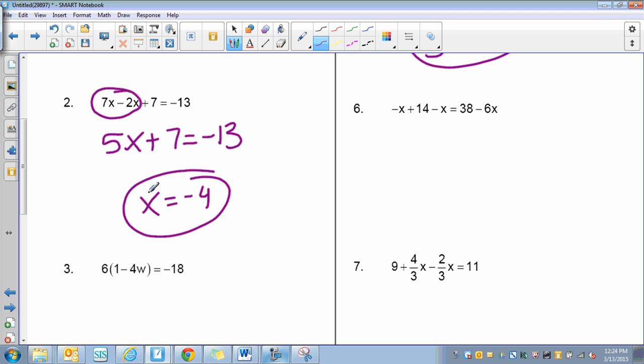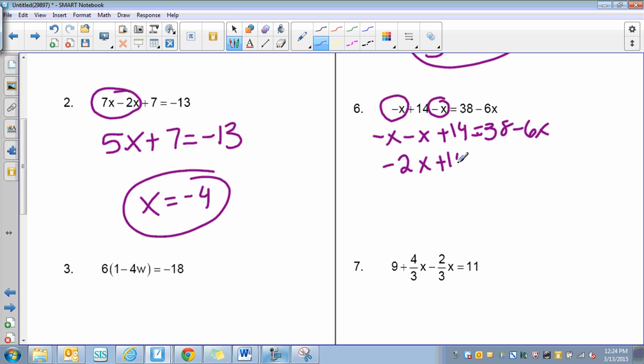For number 6, we have 2 steps here. So now we have to do 2 different things while we're solving this equation. So we have terms on the same side. So we have negative x minus x plus 14 equals 38 minus 6x. So negative x minus x gives us negative 2x plus 14, which equals 38 minus 6x.